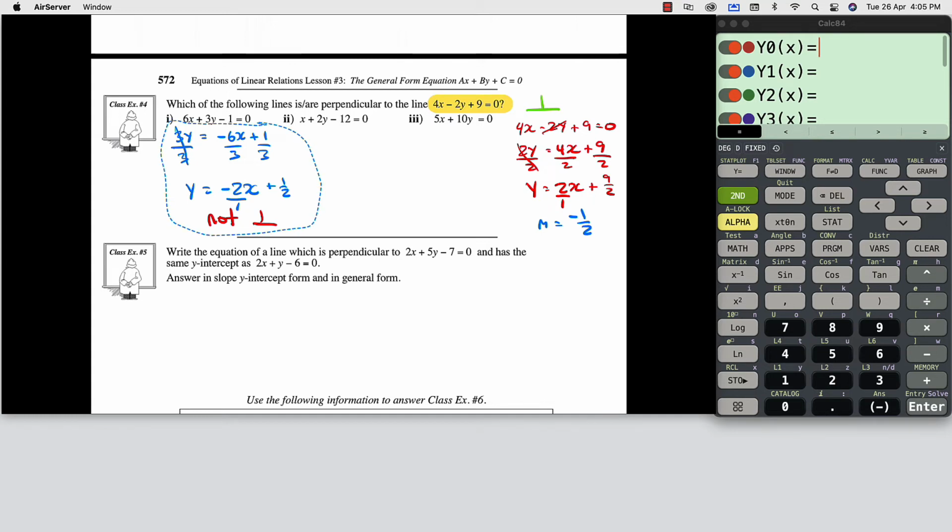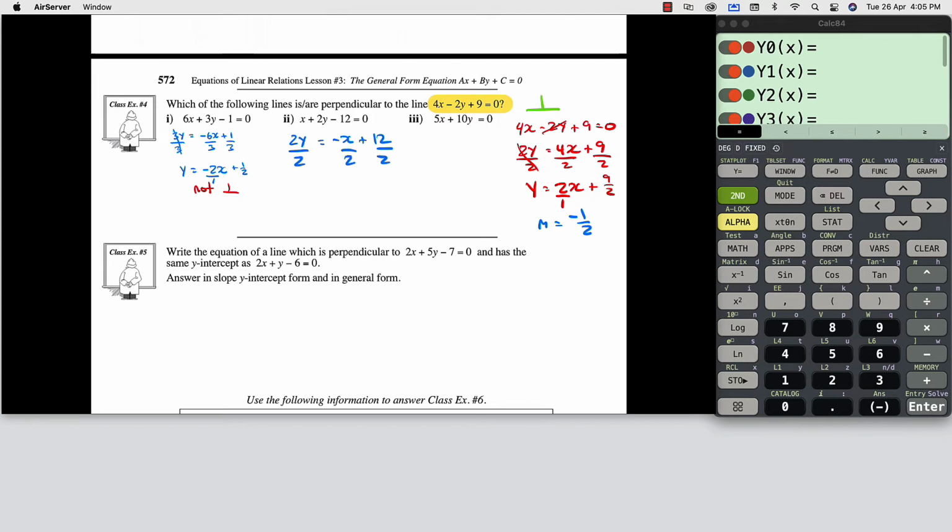Okay, the next one, we'll just resize this. Next one, we've got the 2y, which is already positive there, so we'll keep the 2y right here, and we will subtract x from both sides and add 12 to both sides, then divide everything by 2, and we're left with y equals negative 1 over 2x plus 6, and in this case it is perpendicular.